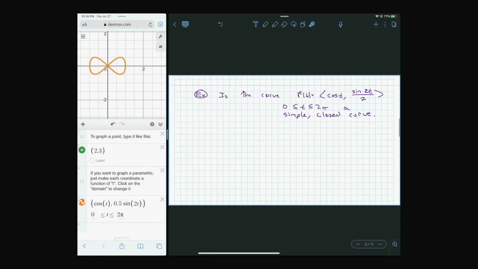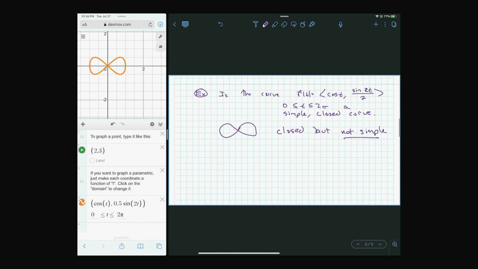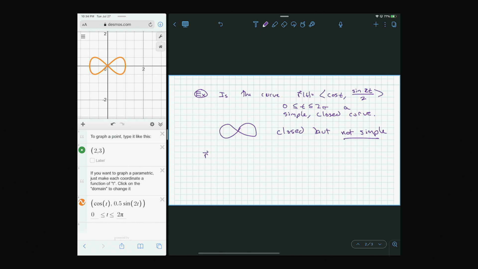And we can see it's simple but not closed. Sorry, closed but not simple. So it has this kind of shape, which is closed but not simple. And you could even prove that it's not simple, because you could just figure out what t values you could plug in to get the same point. So for example, r of 0, if I plug in 0, is cosine 0, sine 0 over 2, which is going to be 1 comma 0.